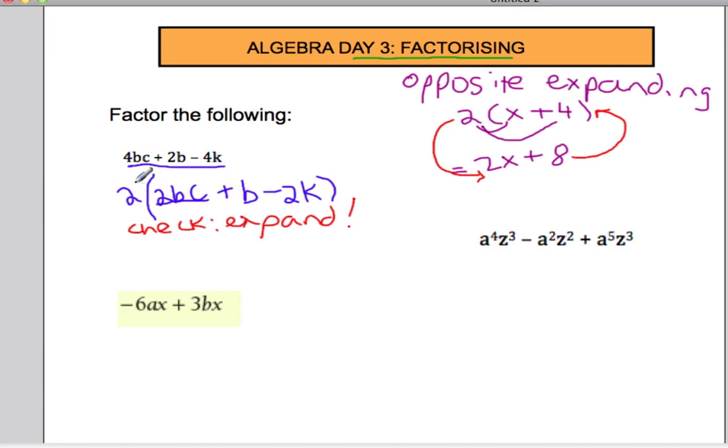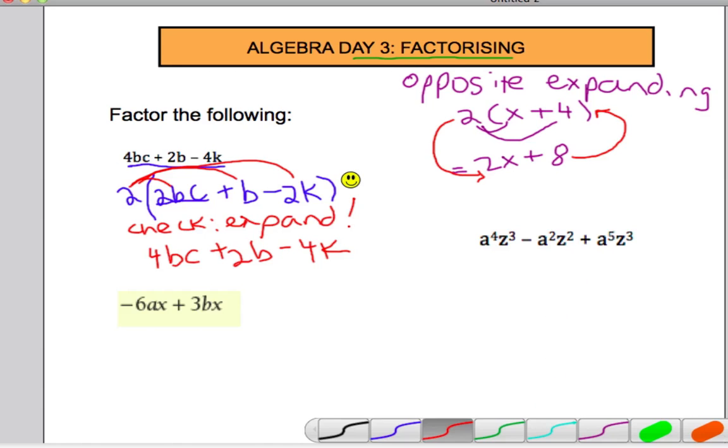So when you expand it, you should get back to where you were. So let's try this. 2 times 2bc, that's 4bc. 2 times b, 2b. And 2 times minus 2k is minus 4k. Alrighty? So you see that this matches this. So that means that for our factored result, we're going to give ourselves a happy face because we did that so well. Okay. Next example.